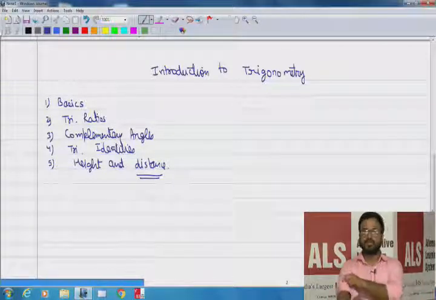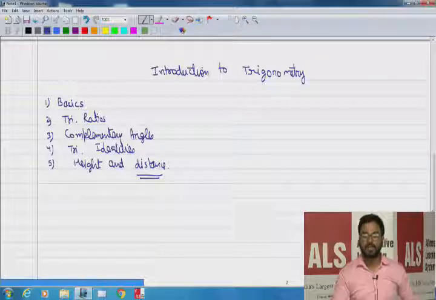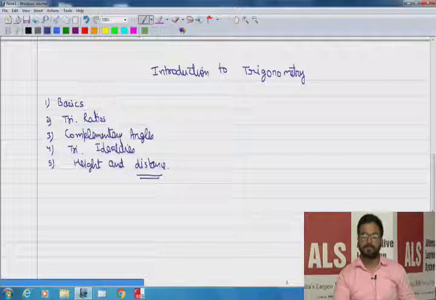So it's a very interesting topic, and the concepts are very interesting. So study it very carefully, right? So let us start with the basic concept.